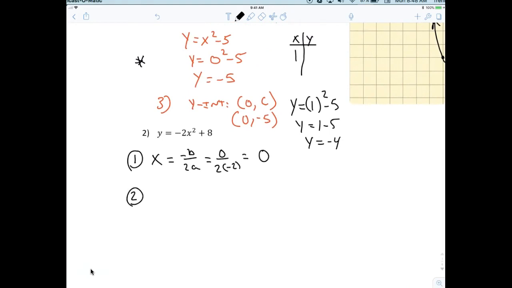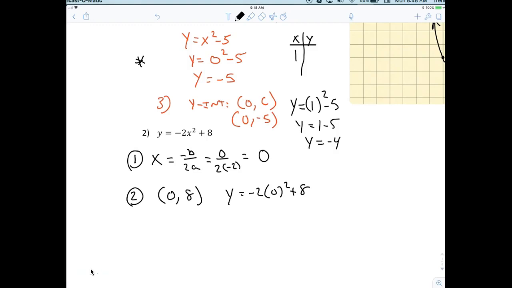All right. So now that's the axis of symmetry. Step number 2, we're trying to find the vertex. So it's going to be 0, comma something. If I plug in 0, what do I get? 8. Right? How did I get that? Because look, y equals -2 times 0 squared plus 8. Everybody okay with that?